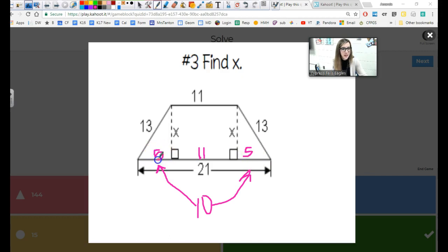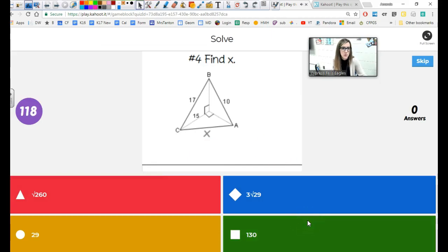This is one of your Pythagorean triples I gave you to memorize. 5, 12, 13. It's one of the triples. I use it a lot in our problems. So the answer was find x. We got it. It is 12. Awesome job.